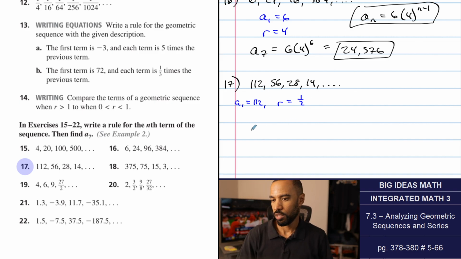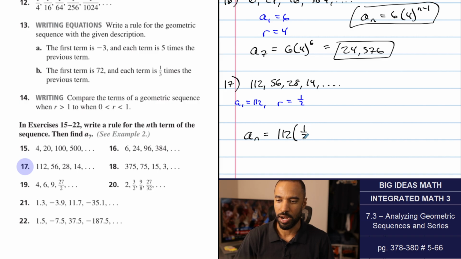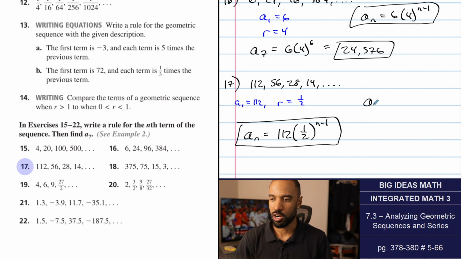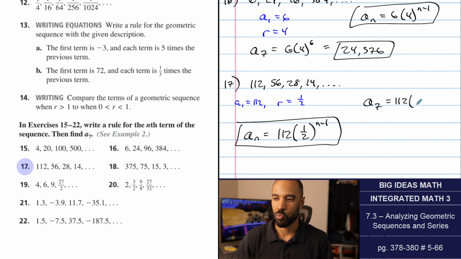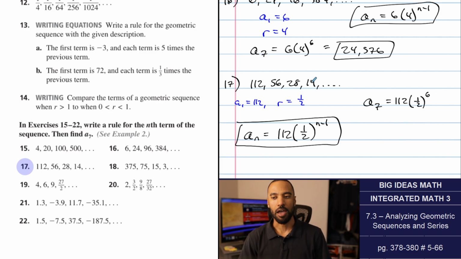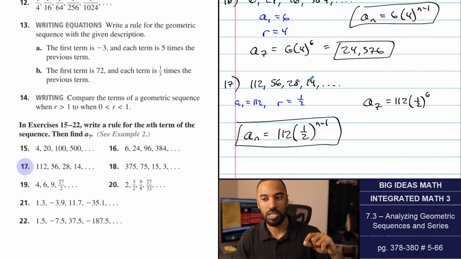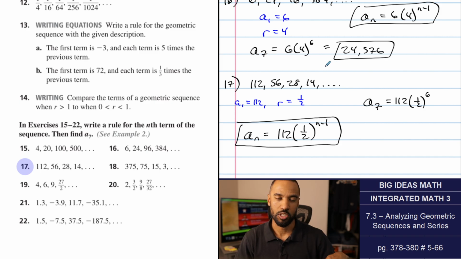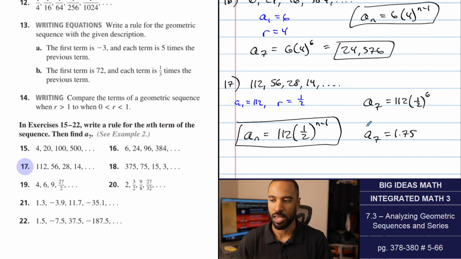So your equation, I kind of want to write the rule over here, is 112 times 1/2 to the n minus 1 power. So if we find the 7th term, that's 112 times 1/2 to the 7 minus 1 power, to the 6th power. Now, if I were to just do this in my head, 14 divided by 2 is 7. 7 divided by 2 is 3.5. 3.5 divided by 2 is 1.75. So that should be the answer. I'm going to write it before calculating it.